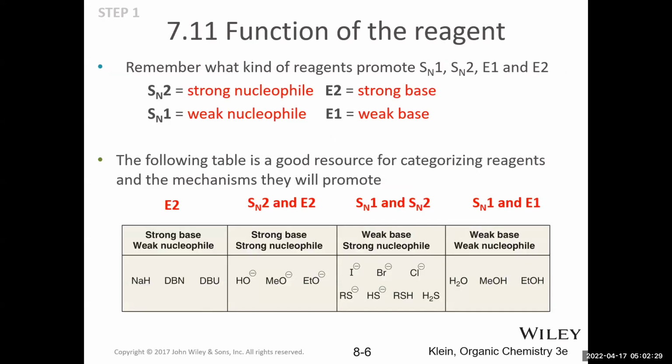So remember, the first step is to analyze the function of the reagent, right? So you want to determine if a reagent is considered a strong nucleophile, weak nucleophile, strong base, and/or weak base. So remember that strong nucleophiles promote SN2 reactions, strong bases promote E2, weak nucleophiles, because they don't promote SN2, by default promote SN1, weak bases, again by default, promote E1 reactions.